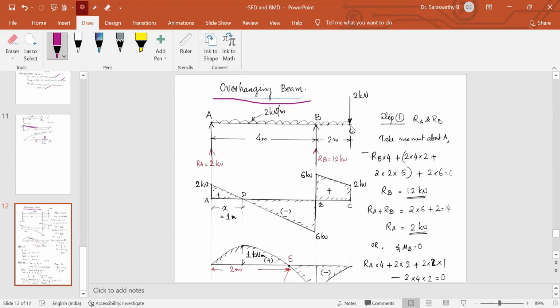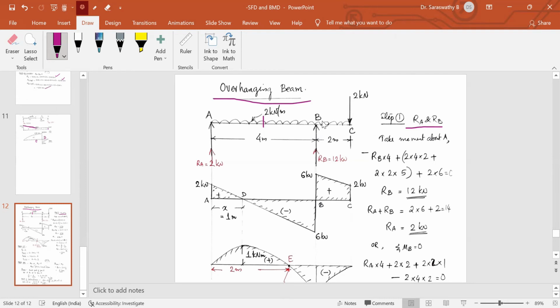So to draw the shear force diagram and bending moment diagram, always the first step is to find the reactions RA and RB. Here I have taken the total load, 2 kilonewton per meter acting over a length of 6 meter. Take moment about A. I have taken this 2 into 4 separately. First 2 into 4, it is acting at 2 meter. So 2 into 4 into 2, clockwise moment.